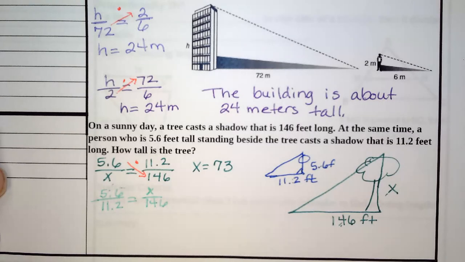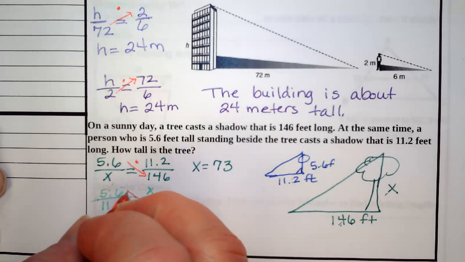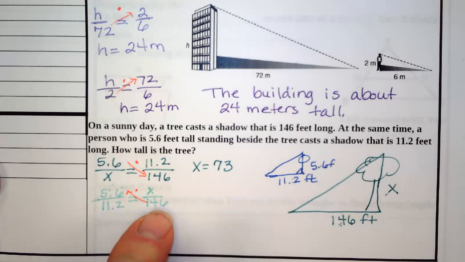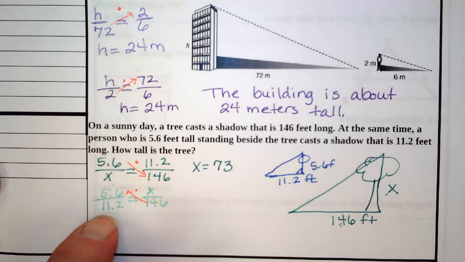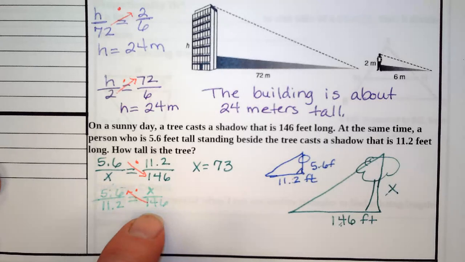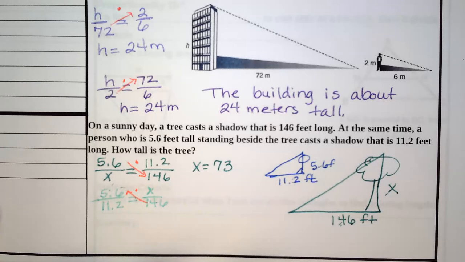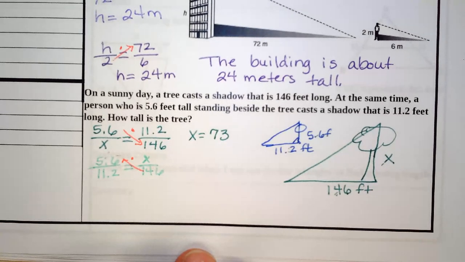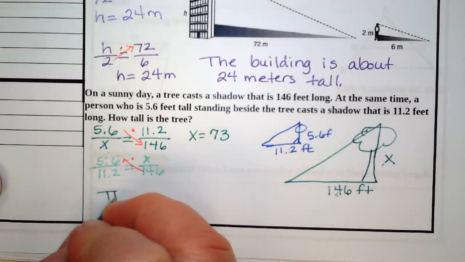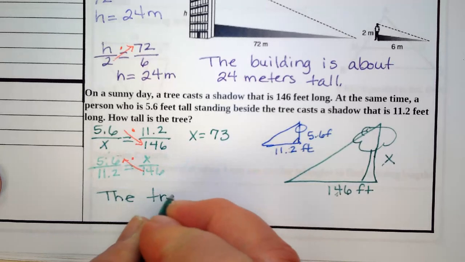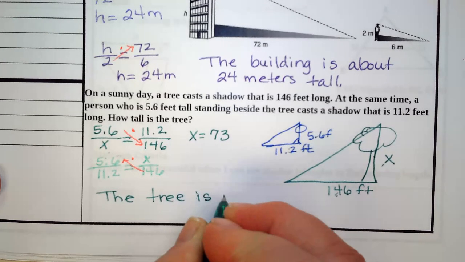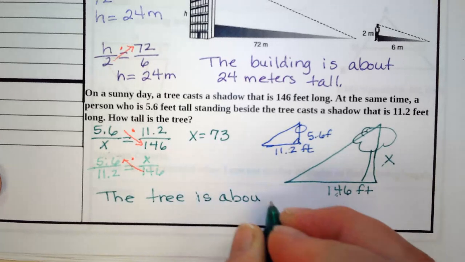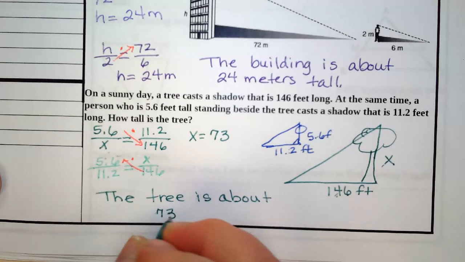Once again, multiply at that diagonal and divide going down. 146 times 5.6 divided by 11.2. 5.6 times 146, here's the same thing. Multiplication is commutative, which means order does not matter. And we know what the answer is. So the tree is about 73 feet tall.